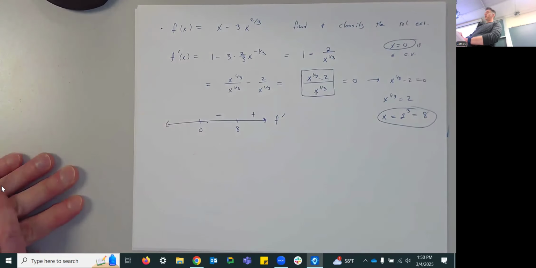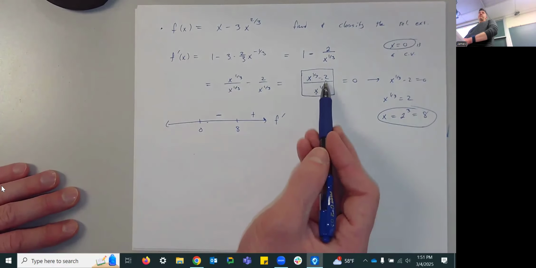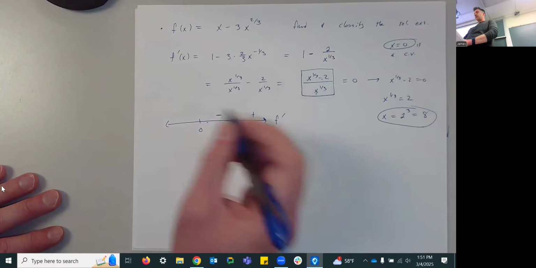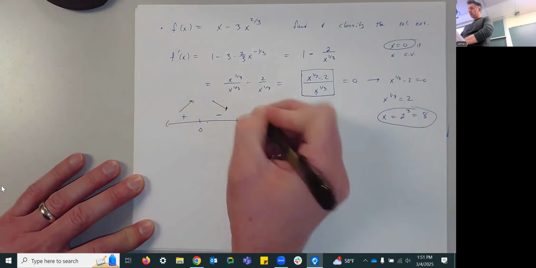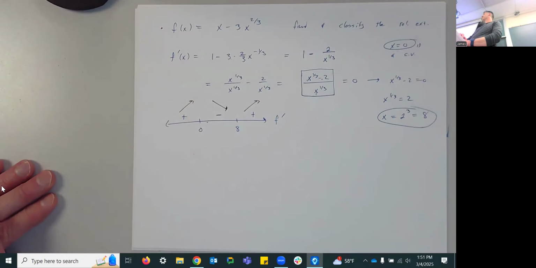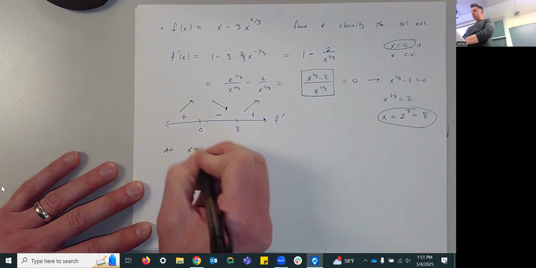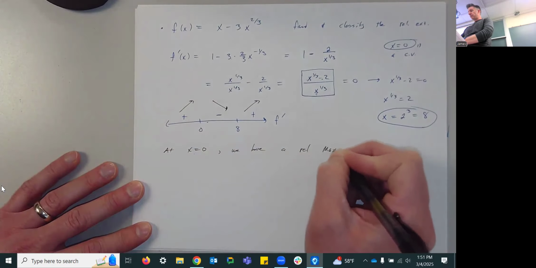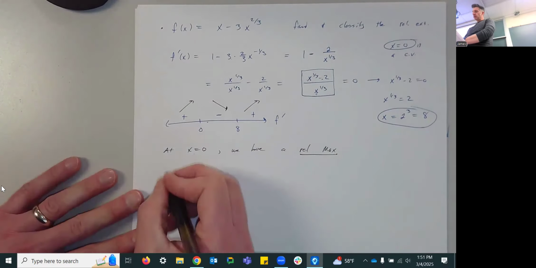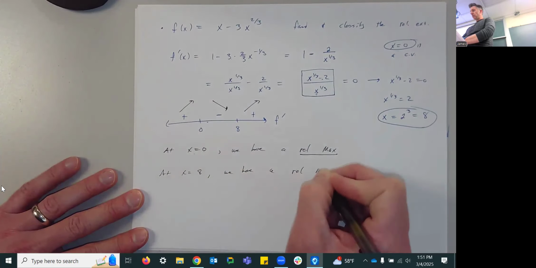Now on the other side, pick negative 1. What's the cube root of negative 1? Negative 1. So it's negative 1 minus 2, which is negative on top, negative on the bottom. Negative divided by negative is a positive. So our function is increasing, then decreasing, then increasing. Which means at x equal to 0, we have a relative maximum. And at x equal to 8, we have a relative minimum.